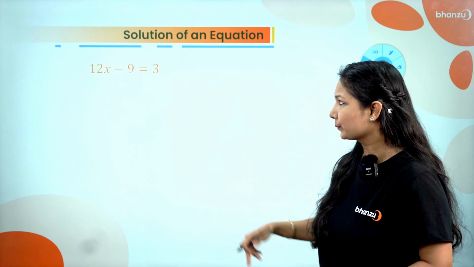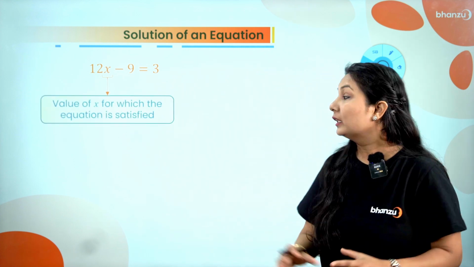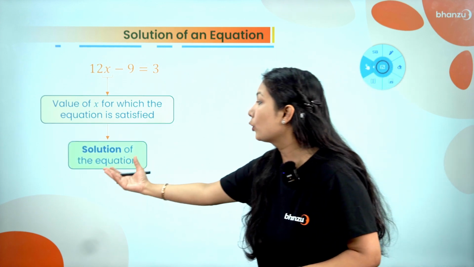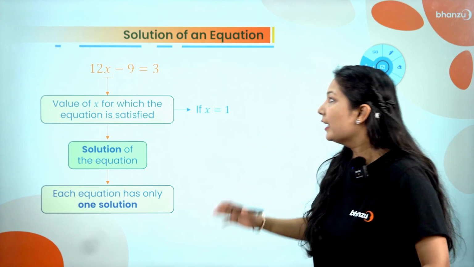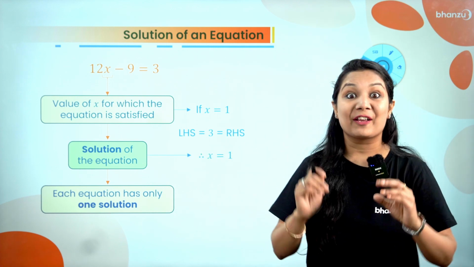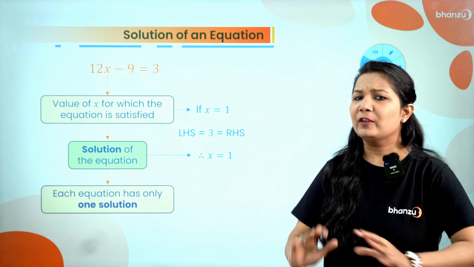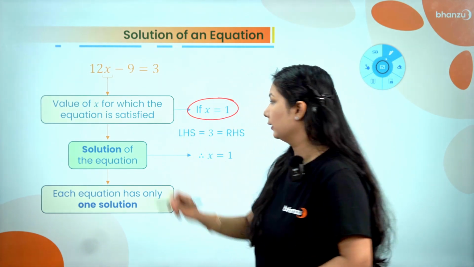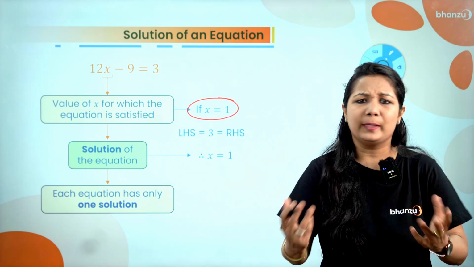So, here we go. Suppose this is an equation, and here the variable is x. The value of x for which the equation will be satisfied is called the solution of the equation. And when we say the equation is satisfied, it means LHS should be equal to RHS. Each and every equation has just one solution. So, in this particular equation, let's assume we take x as 1. Let's substitute the value of x as 1 and see what we get.